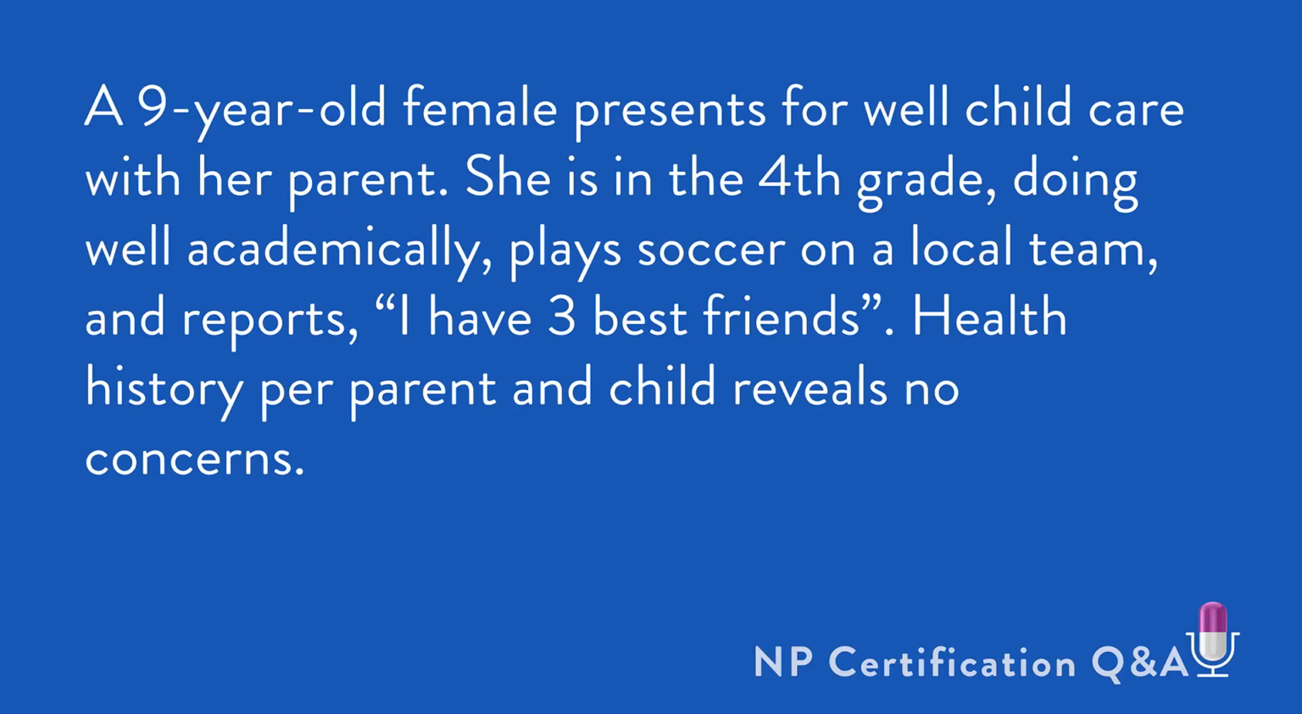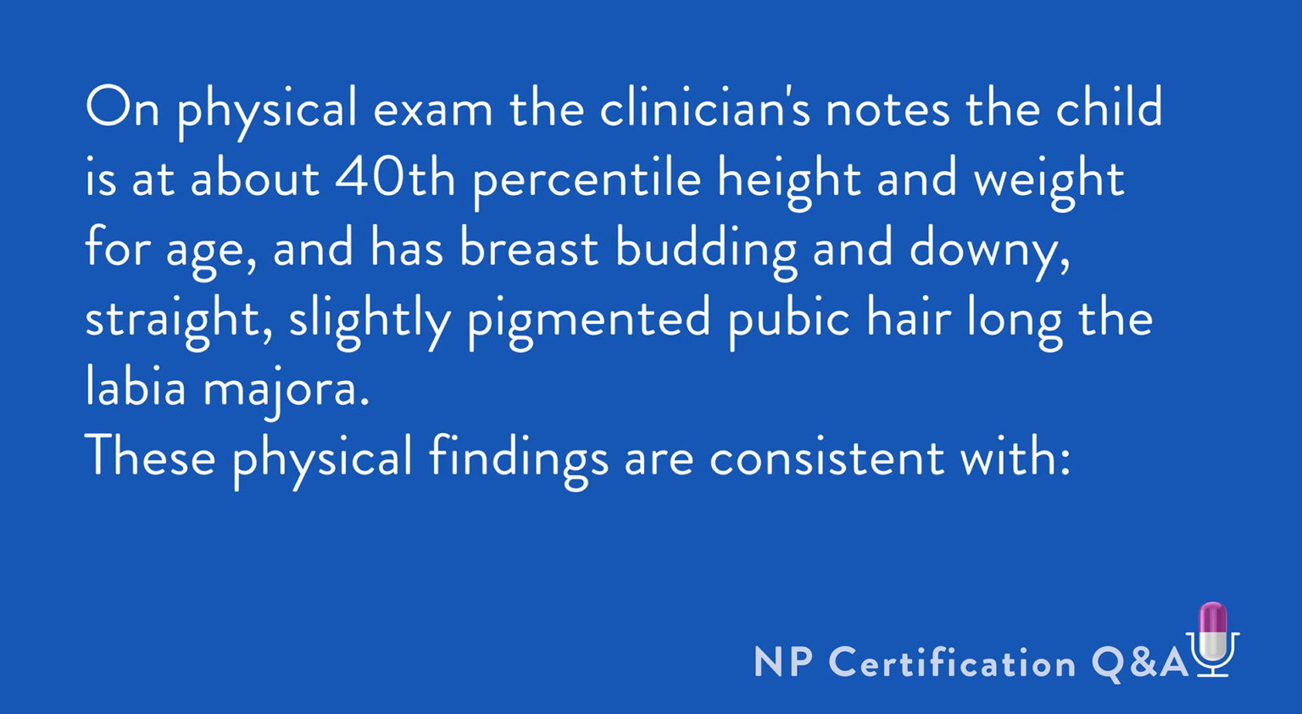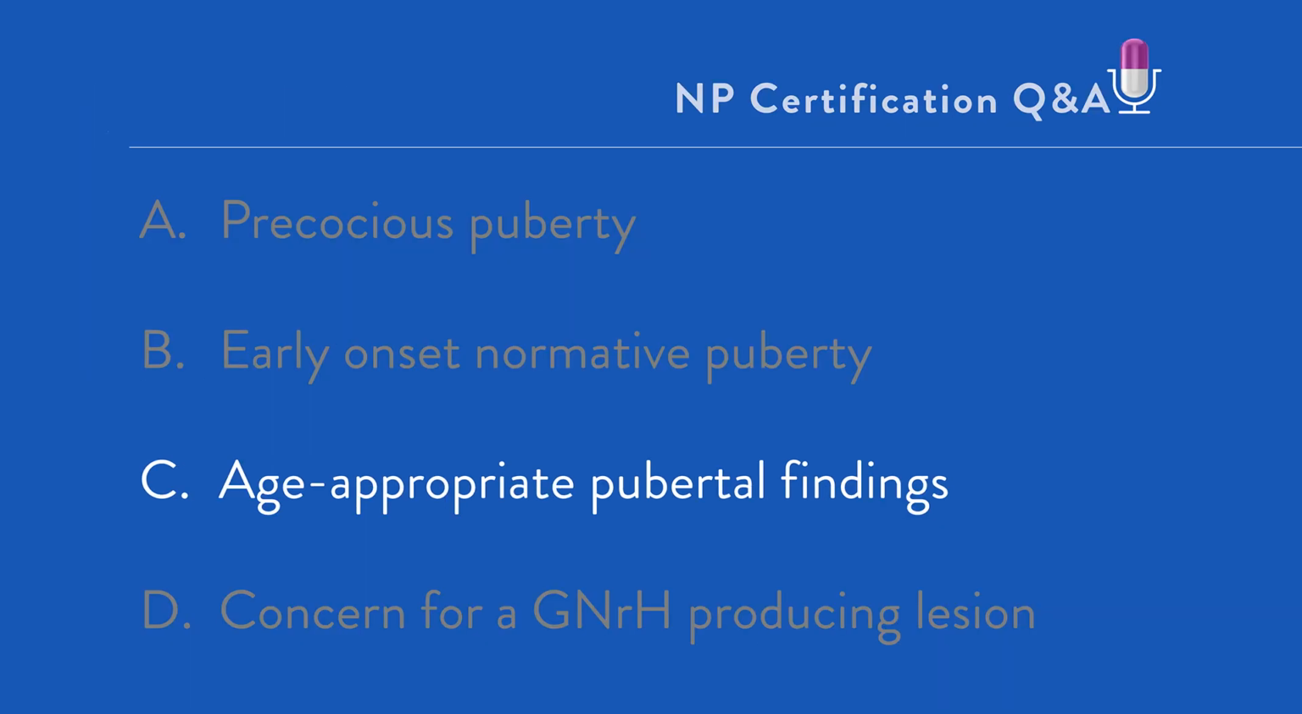A 9-year-old female presents for well child care with her parent. She's in the 4th grade, doing well academically, plays soccer on a local team, and reports, quote, "I have 3 best friends," close quote. Health history per parent and child reveal no concerns. On physical exam, the clinician notes that she is at about 40th percentile height and weight for age and has breast budding and downy, straight, slightly pigmented pubic hair along the labia majora. These physical findings are consistent with A, precocious puberty, and this is, of course, incorrect.